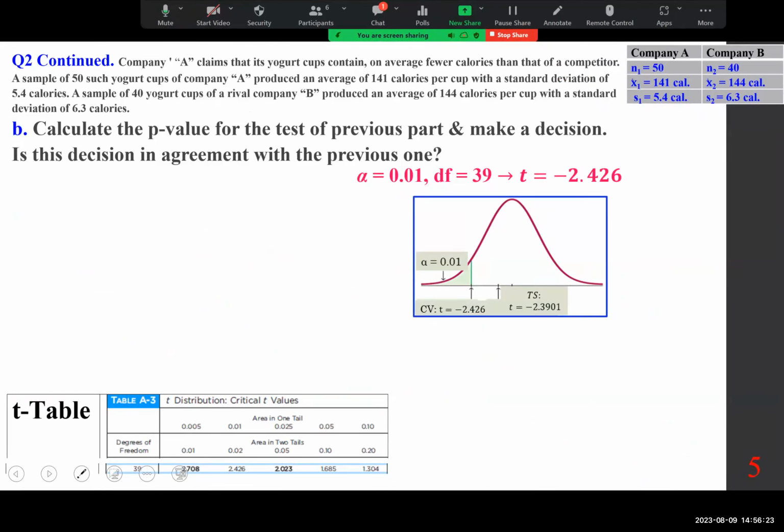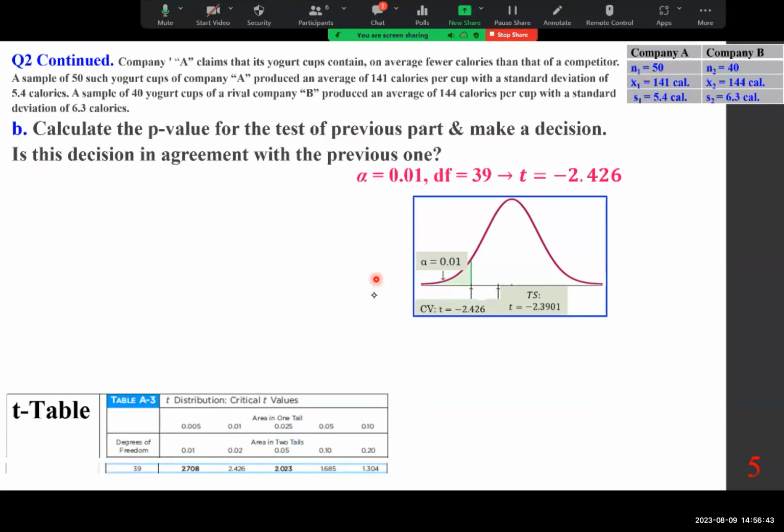Now we're going to look at the same thing, and we want to go with the p-value. And we are writing everything from the previous page. It's the same question part. We calculate the p-value for the test of previous part and make a decision. Is this decision in agreement with the previous one? And again, we have all of that.